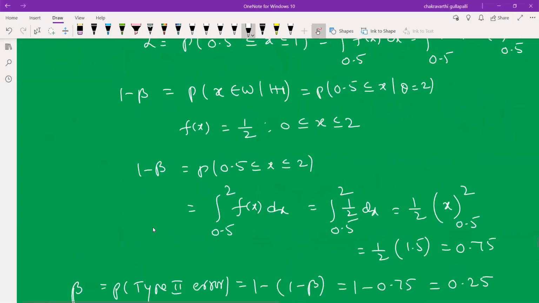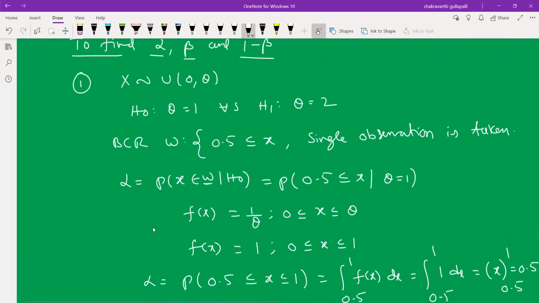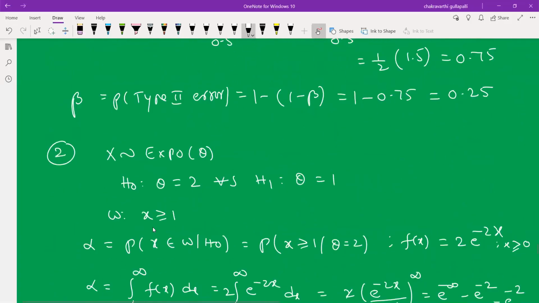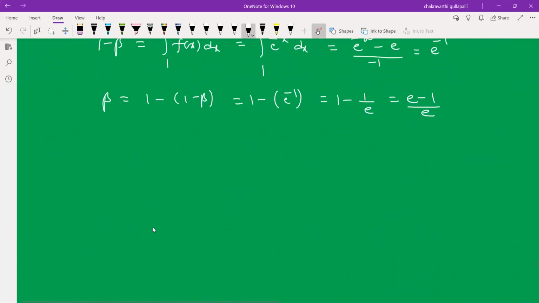First problem, X follows a continuous uniform distribution. Second problem, X follows an exponential distribution. These two are very, very important for examination. Third example, X follows a binomial distribution with n and p. Find alpha, beta, 1 minus beta. Here H naught is p equal to half, and H1 is p equal to 3 by 4.